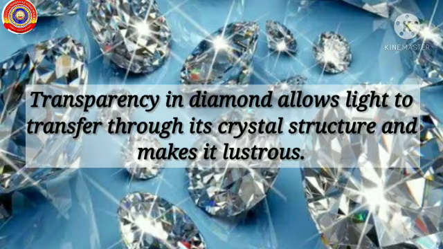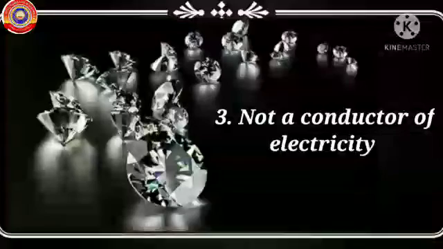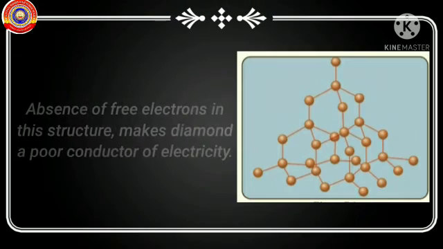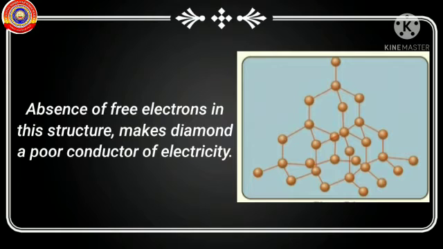Next point is, diamond is not a conductor of electricity. As I told you in the beginning, each carbon atom in the diamond is covalently bonded with 4 other carbon atoms. As a result, there is no free electron in this crystal structure. This makes diamond a poor conductor of electricity.